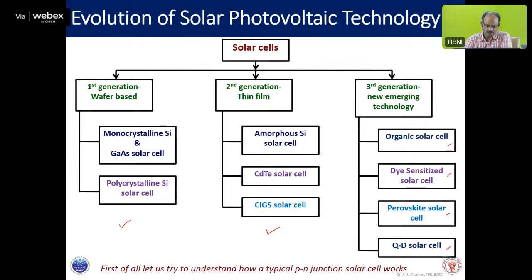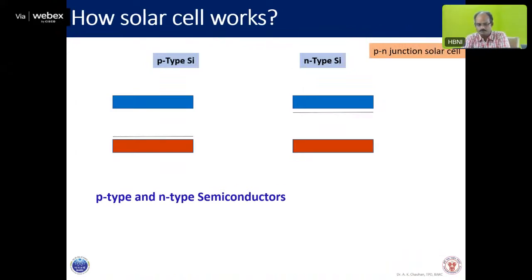So with this, let us see how a typical solar cell works. Yesterday we saw a PN junction. We saw what P type material is and what N type material is. Suppose this is a P type material, this is the valence band, this is the conduction band, and since it is P type material, the Fermi level is very close to the valence band. And you have N type material, where the Fermi level is close to the conduction band.